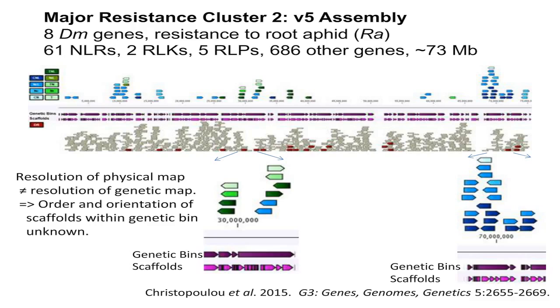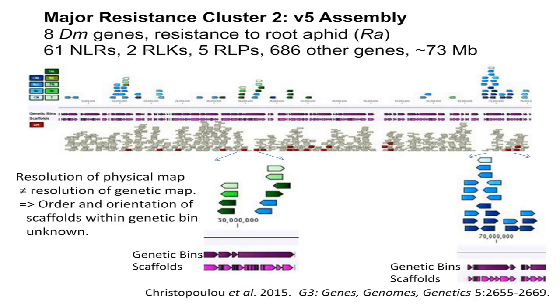Okay, so we're very interested in disease resistance genes. Disease resistance genes in plants tend to be clustered in these clusters, and lettuce is no exception. For example, our major resistance gene cluster 2 has 8 specificities to downy mildew resistance genes. It's got resistance to root aphids. But when you go in and look at the sequence, the assembly, it's got large numbers of these canonical NBS-LRR genes, or the NLRs. It's got receptor-like kinases and a bunch of other genes, as depicted up here.